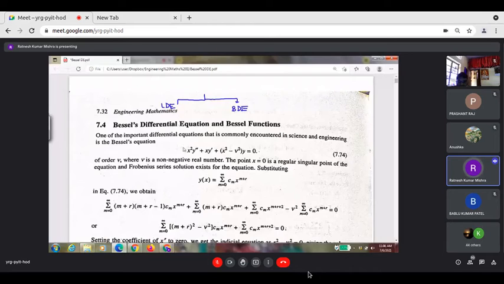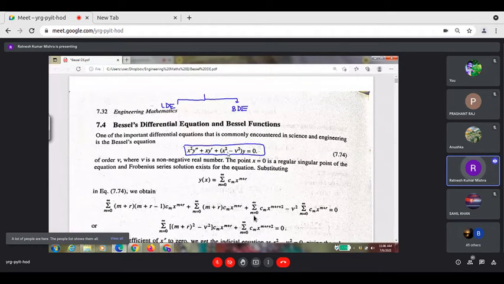Type of differential equation: x square d2y by dx square plus x dy by dx plus (x square minus v square) y equal to 0. This is the second order differential equation, but we can say that this is the Bessel differential equation of order v.